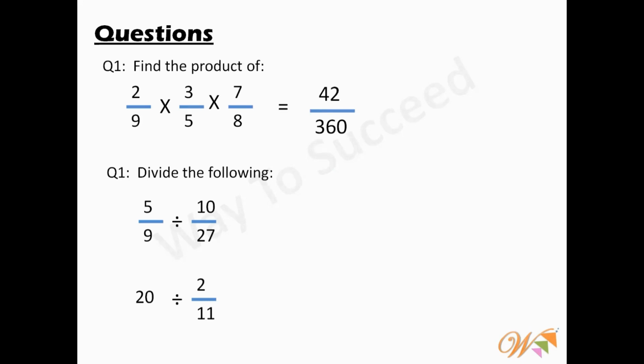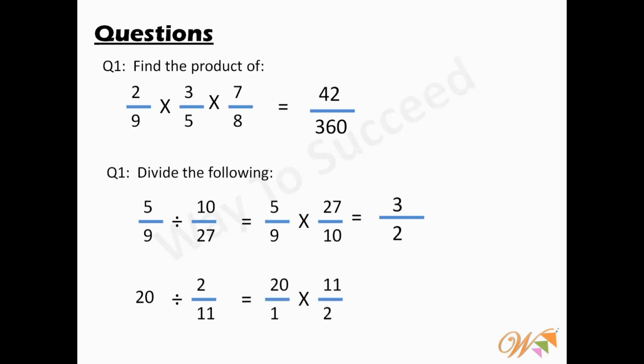For the second question, we have to divide 5 by 9 by 10 by 27. So we will keep the dividend as it is, change the division to multiplication, and reciprocate the divisor. So 10 by 27 became 27 by 10, and then we can multiply. This gave me a big answer, and then I reduced it to the lowest form, which gave me 3 by 2.